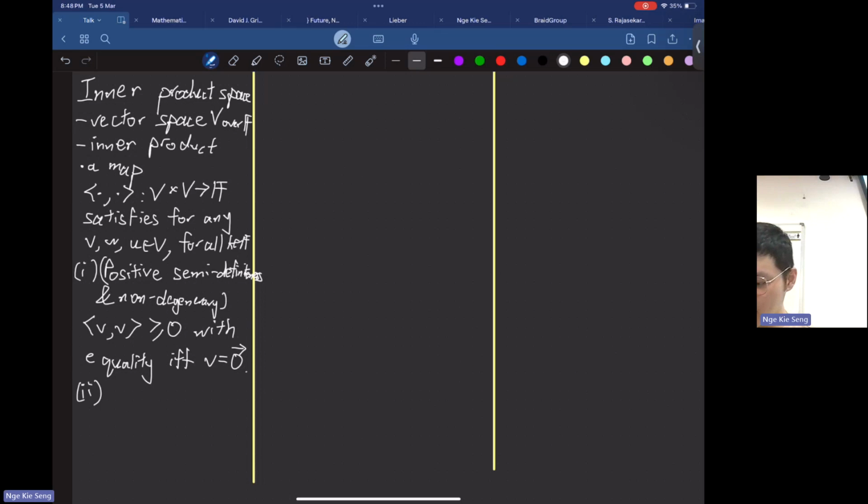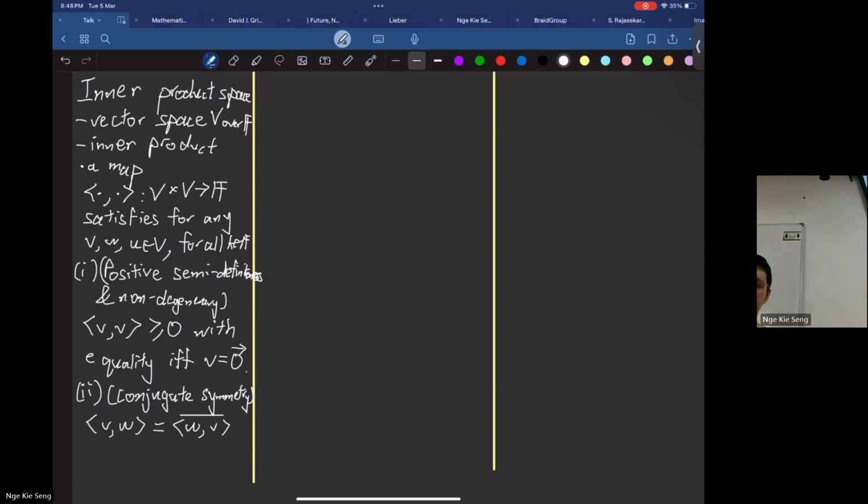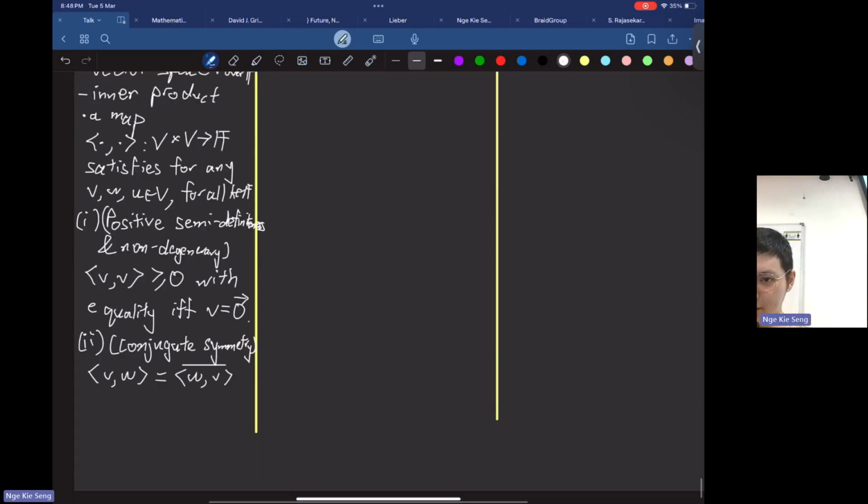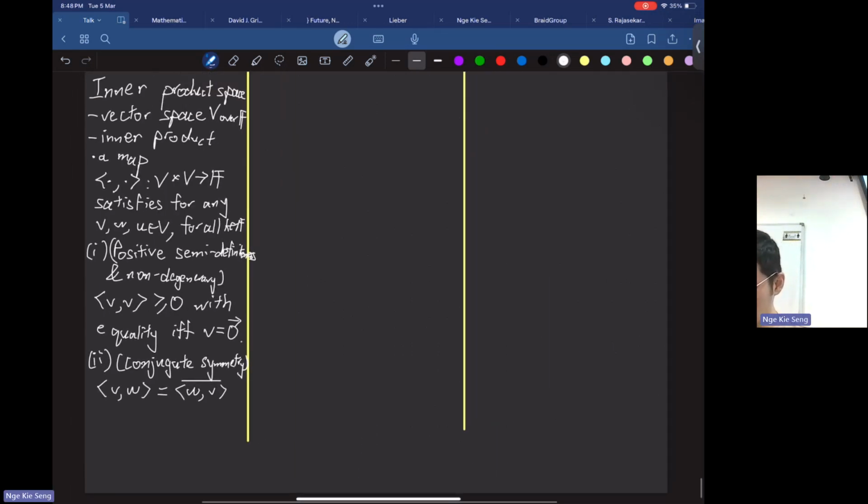Second, there's conjugate symmetry here, because sometimes our field is the complex numbers, so we need to introduce this conjugate symmetry. When you take the inner product of two vectors, it equals the swap of the two vectors and then taking the conjugate. So this is conjugate symmetry.